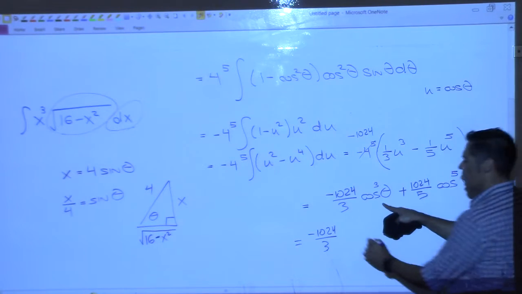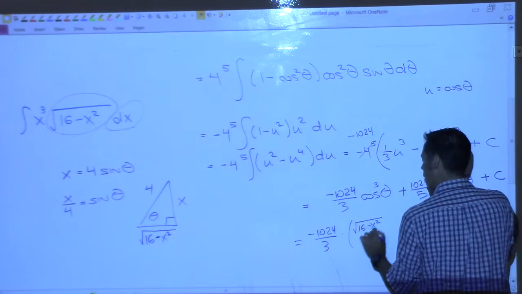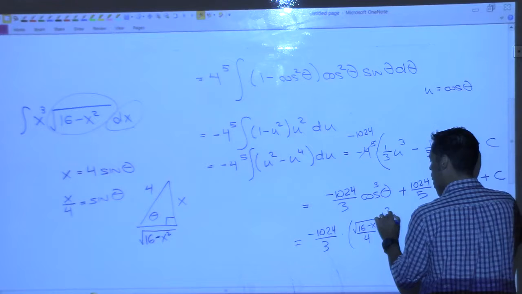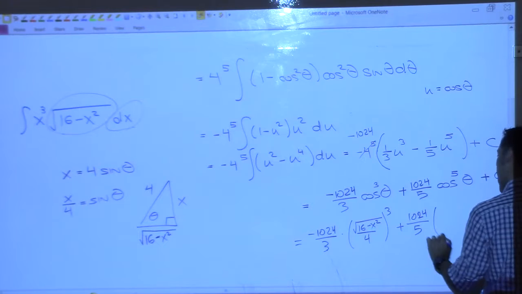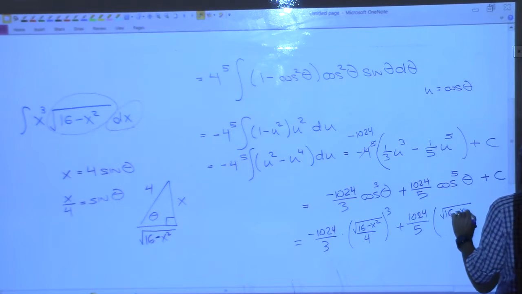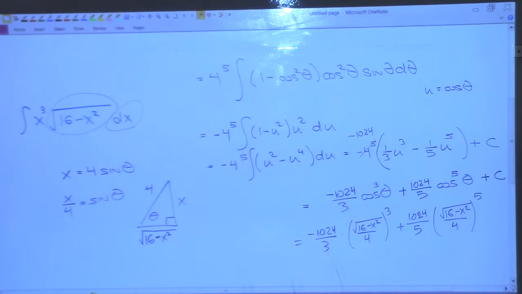Yes. So this is going to be negative 1024 over 3, the square root of 16 minus x squared over 4, that cubed, plus 1024 over 5, the square root of 16 minus x squared over 4 to the 5th power, plus our constant. It's like salt in the wound. There we go. You do all that math, and then it's like, oh yeah, but plus c. Screw you, integrals. I like the other way better, the shorter way, but you don't always have a shorter way.